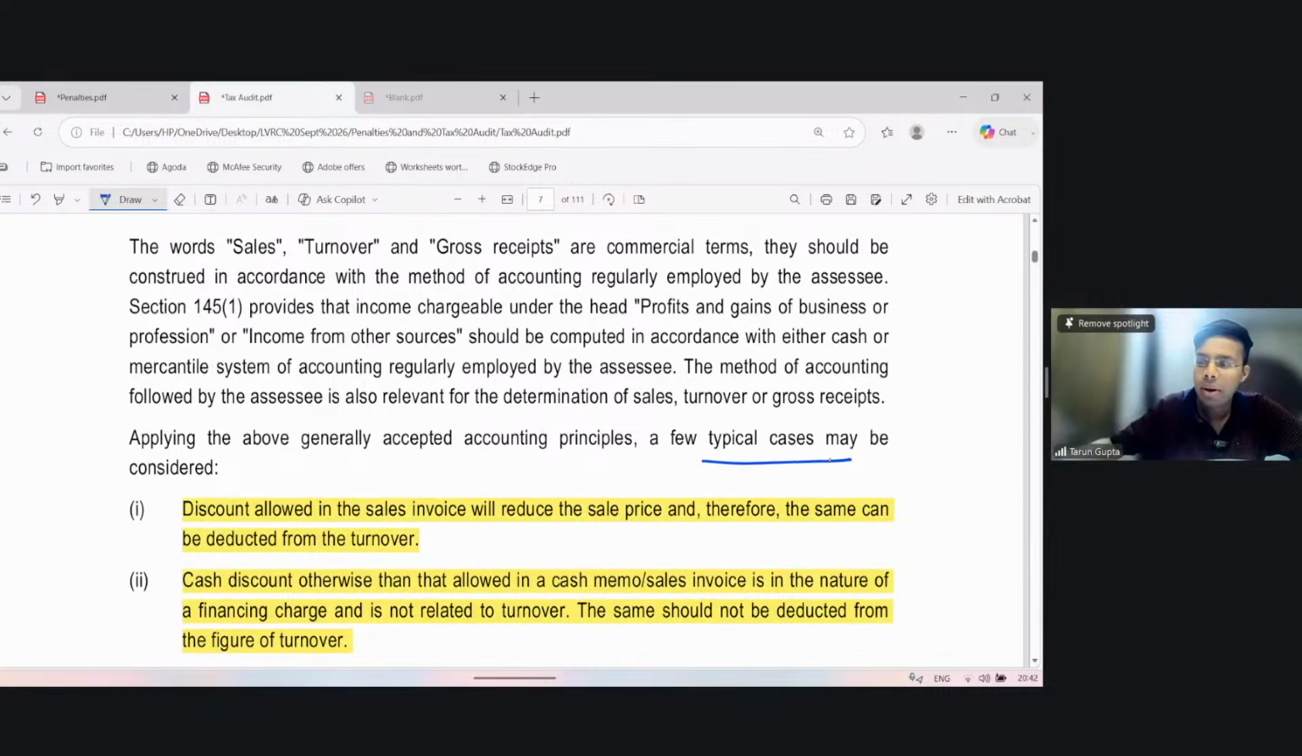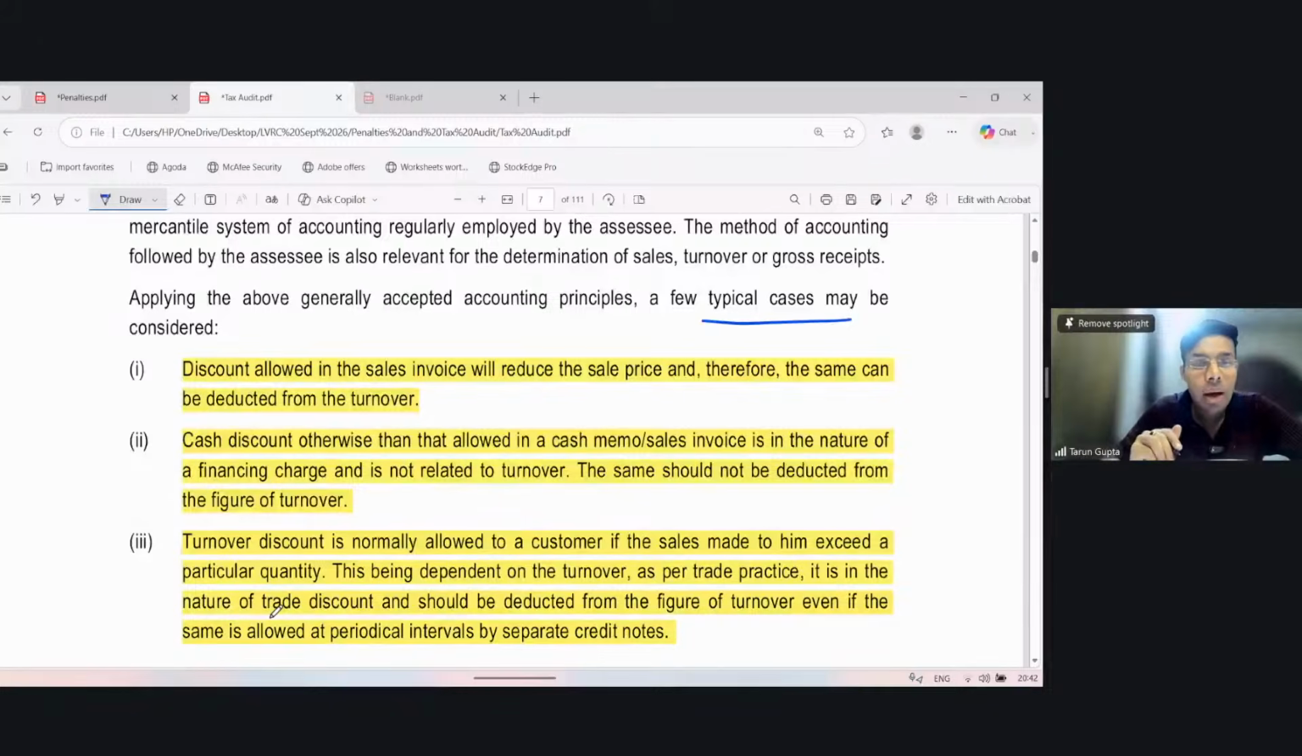It says a few typical cases may be considered. Discount allowed in the sales invoice will reduce the sale price and therefore the same shall not be considered as turnover and shall be deducted from turnover. If the discount is given in the invoice itself, then it shall not be considered as a part of turnover and only the reduced amount of the invoice shall be considered as a part of turnover. Cash discount, otherwise than that allowed in a cash memo or sales invoice, is in the nature of a financing arrangement and therefore is generally not reduced from the turnover.